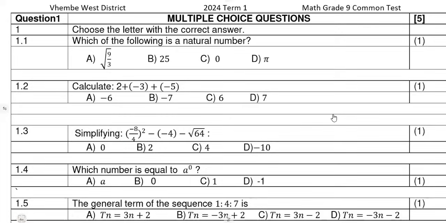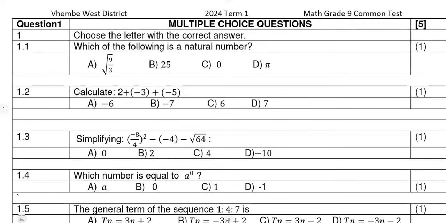All right, so like I said, guys, I'm not going to waste much of your time here. We have talked about almost everything in this question paper that we're going to revise. So on question number 1, this is the multiple choice part, part 1. Choose the letter with the correct answer. Question 1.1: which of the following is a natural number?